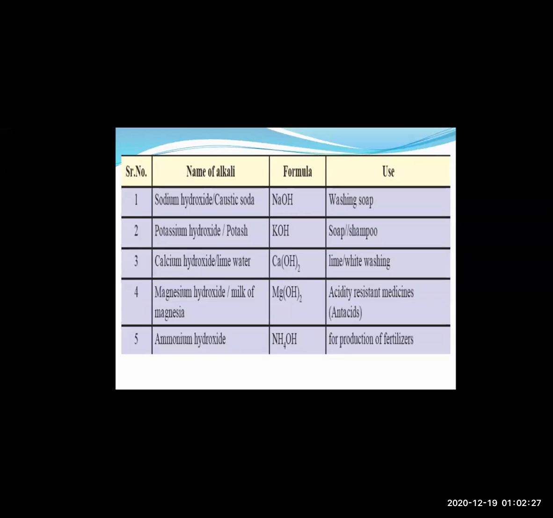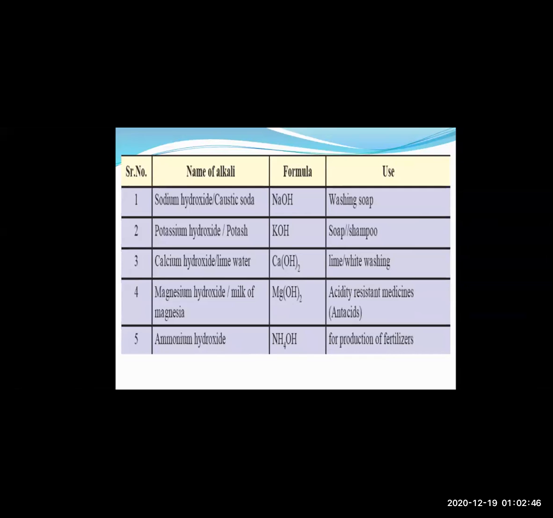So sodium hydroxide, where is it used? It is used for washing soap. Potassium, how is it generated? K. So KOH. It is also known as potash. And where is it used? It is used in soap and shampoos.